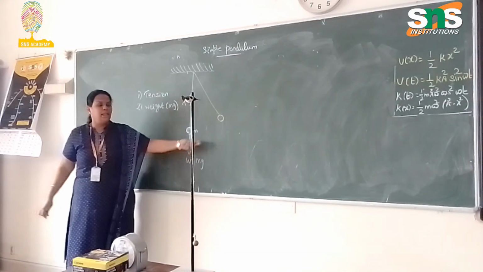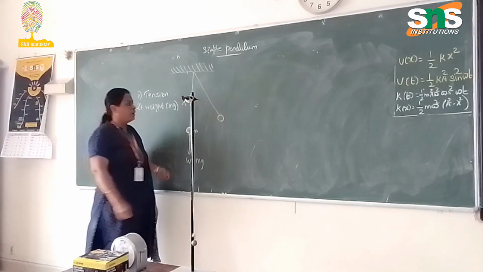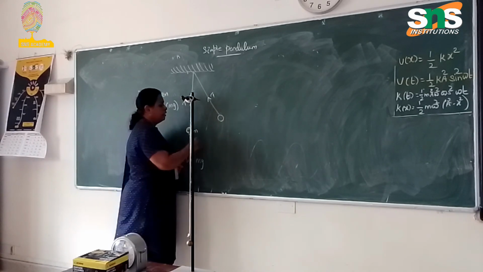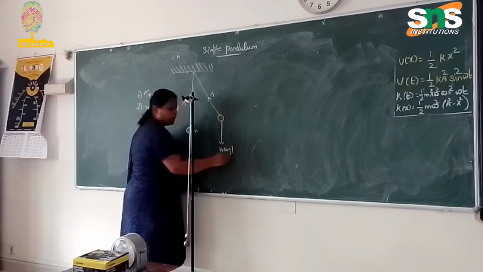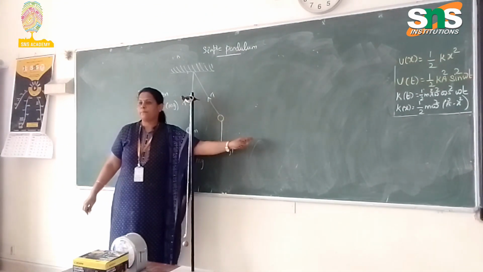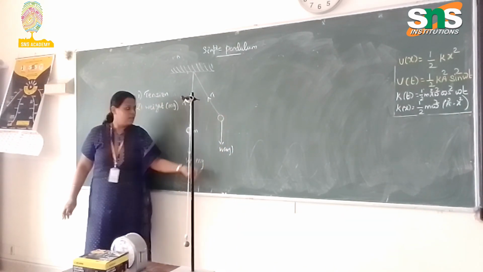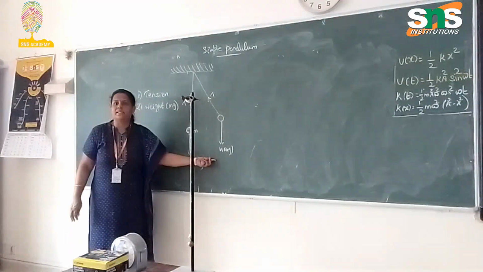So let it be the mean position or extreme position. As usual, I can draw the tension force like this and the weight that's acting downwards. Weight will not act sidewards; it will act downwards. So W equal to mg. Are you all clear with this concept?